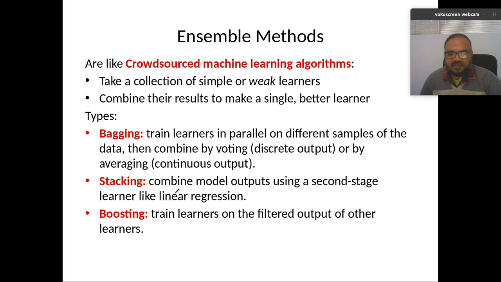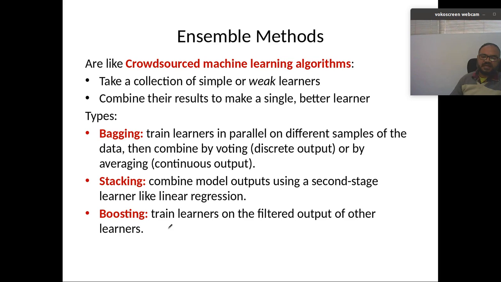Another ensemble learning method is called stacking, where we combine model outputs using a second stage learner like linear regression. So instead of just voting or averaging, we use another linear regression learner at the end of bagging, and that's called stacking. The third method is called boosting, where we train learners on the filtered output of other learners. So boosting works in series as compared to bagging.